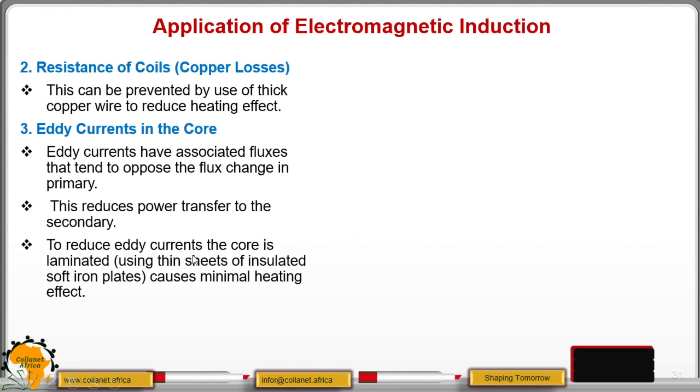And we are saying that eddy current can be reduced if the core is laminated. And this is laminated using thin sheets of insulated soft iron plates. And this will cause minimal heating effect.